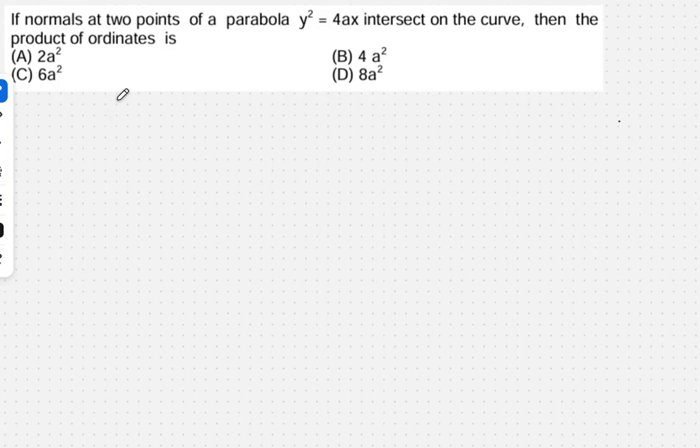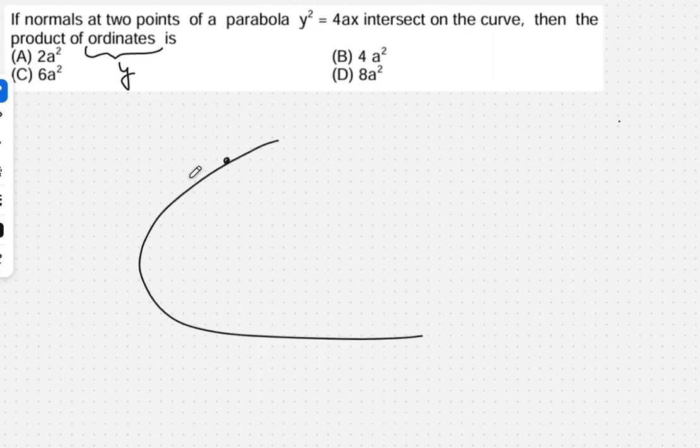Let's start. If normals at 2 points of a parabola, y squared equals 4ax, intersect on the curve, then find the product of ordinates. Ordinates simply means the product of their y coordinates. So let's say here I have 1 point and here I drew one normal. This point is, let's say, at1 square comma 2at1. You should also make this a habit whenever questions are regarding normal, tangent, focal chord.